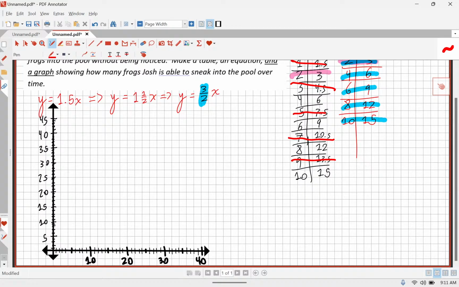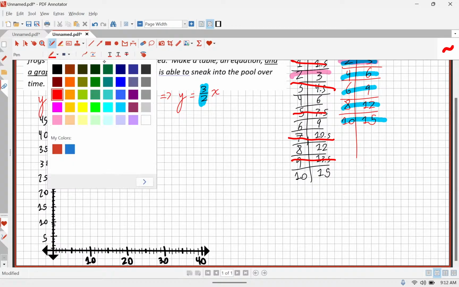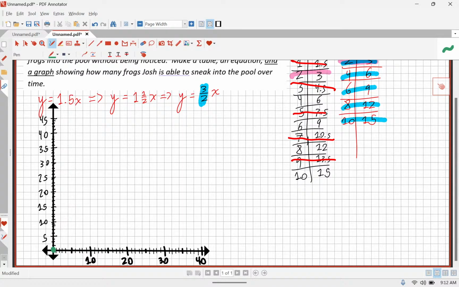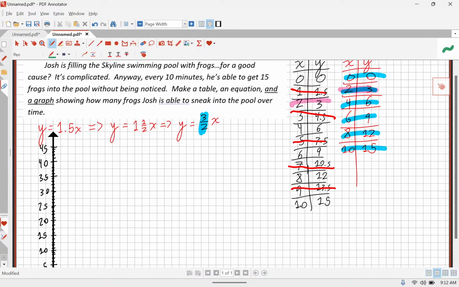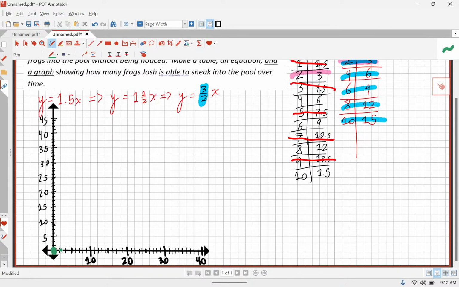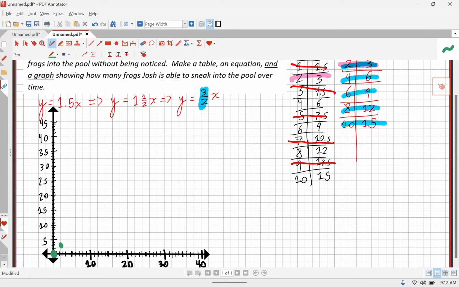So we're going to do 0, 0. I need a good froggy color, though. How about this one? That's a good froggy color. And then 2 comma 3, 4 comma 6, 6 and 9, 8 and 12, and then 10 and 15.